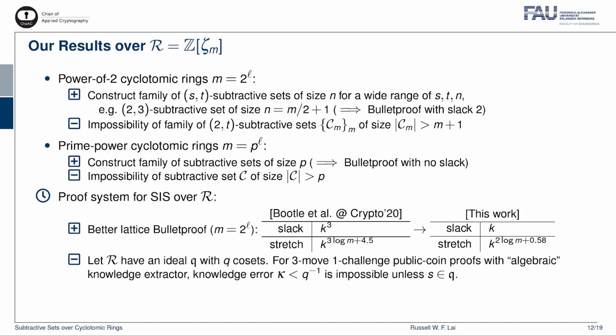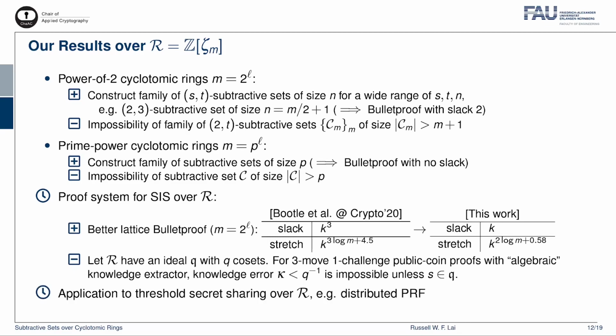If we instantiate the lattice bulletproof system with the subtractive sets constructed above, we obtain lattice bulletproofs with better parameters. The improved parameters are partly due to the use of better subtractive sets and partly due to a more careful analysis. On the negative side, we show that for Schnorr-like protocols, it is impossible to have both small knowledge error and small slack. We see this as a technical barrier for constructing better lattice-based argument systems.